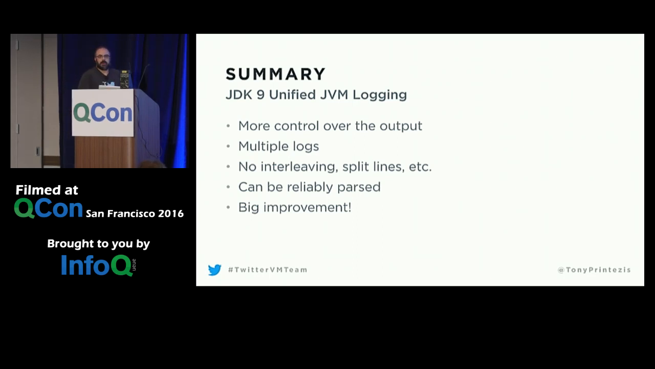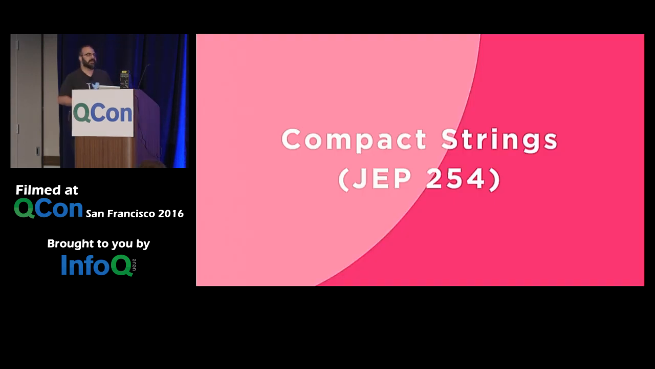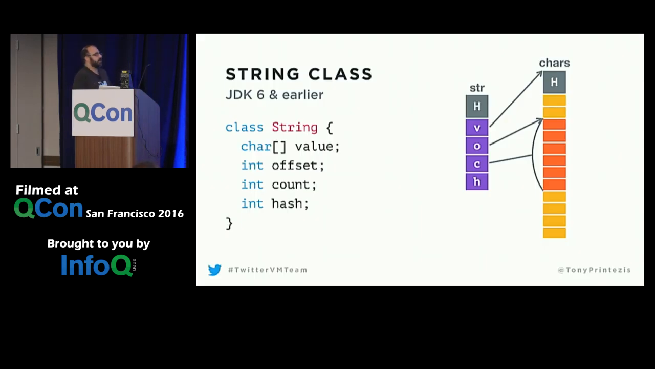Okay. All right. So moving on to the next topic, which I think is kind of cool. I don't know whether anybody's been keeping up with this. So it's compact strings. So I'll give a little bit of how the string class evolved in Java, starting with the beginning of time, the first Java release, up to Java 6.